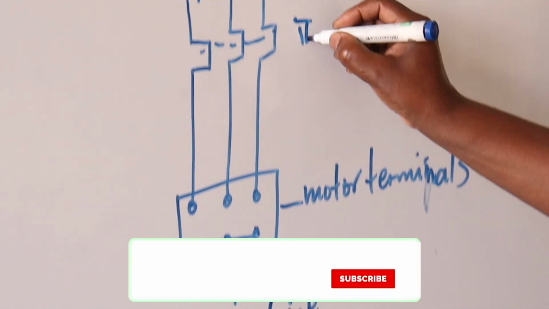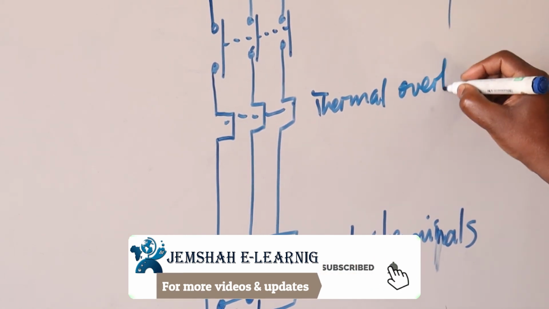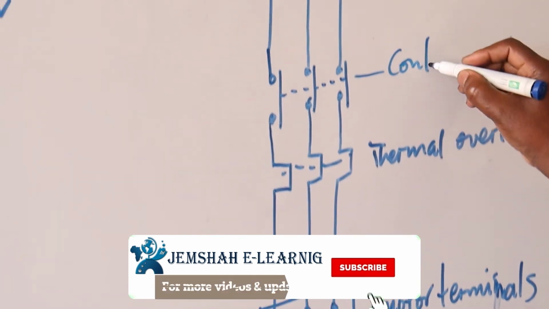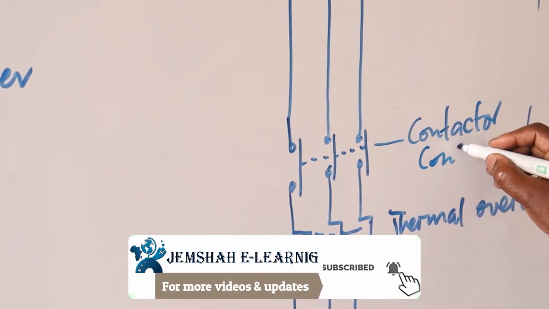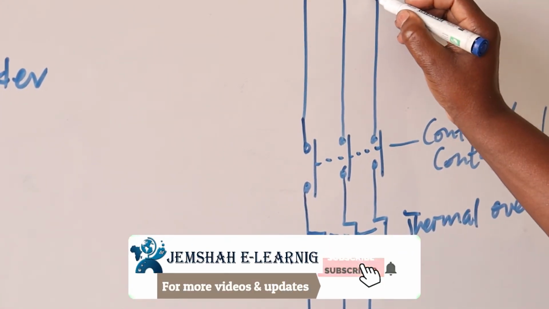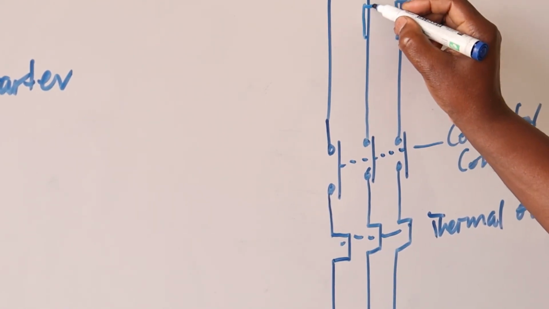This one here is my thermal overload. This one's contactor contacts. And then I'll have the usual fuses for the overload.